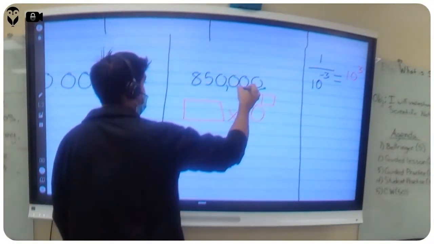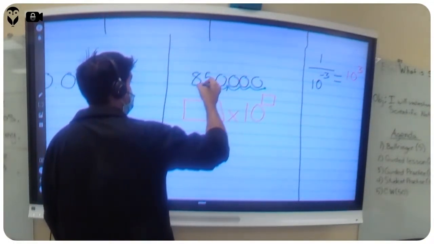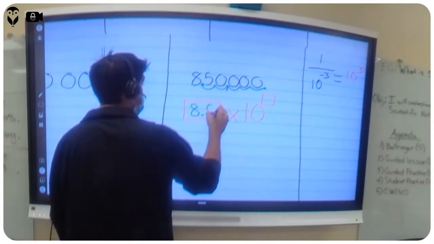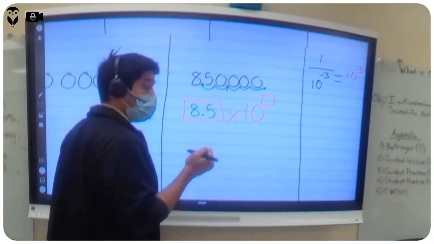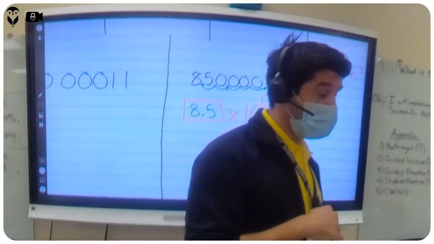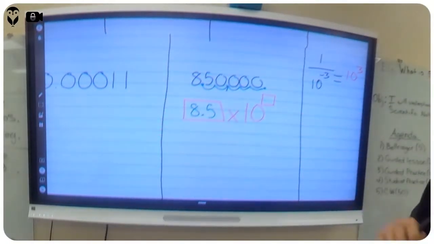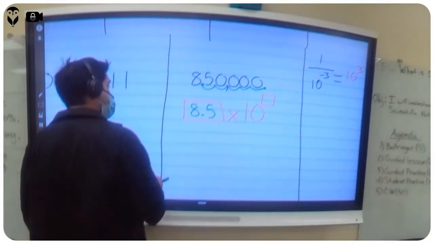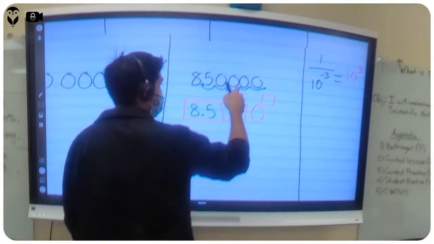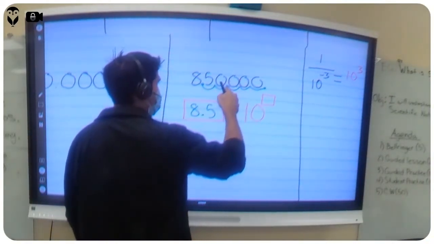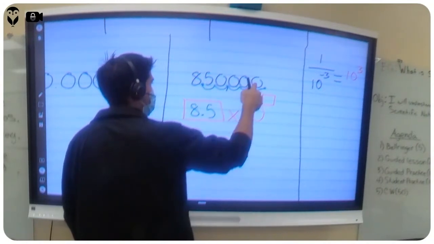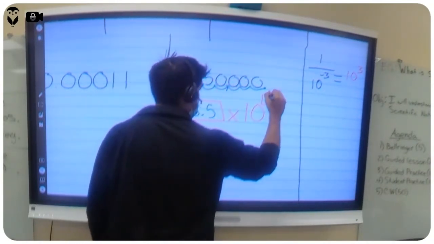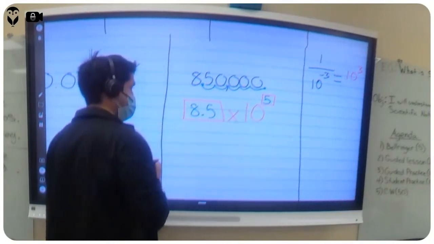So here it is, 8.5. If I would have gone too far, it would have been 0.85, which makes it less than 1. That's unacceptable. If I would have left it at 85, that's more than 10. That's unacceptable. So that's the only place it could go. Now look at this. How many times did I have to move this decimal point? 1, 2, 3, 4, 5 times. So that number goes there.